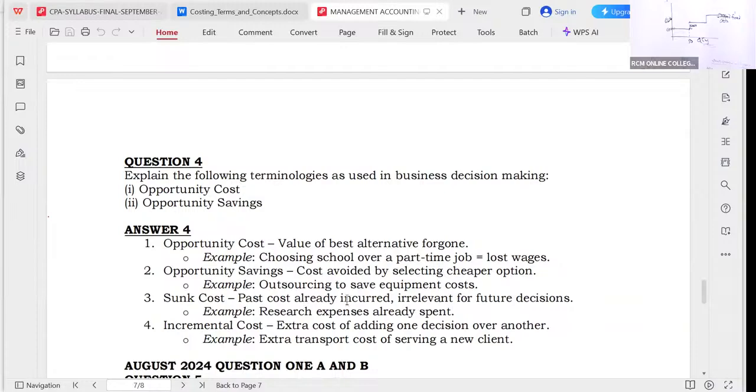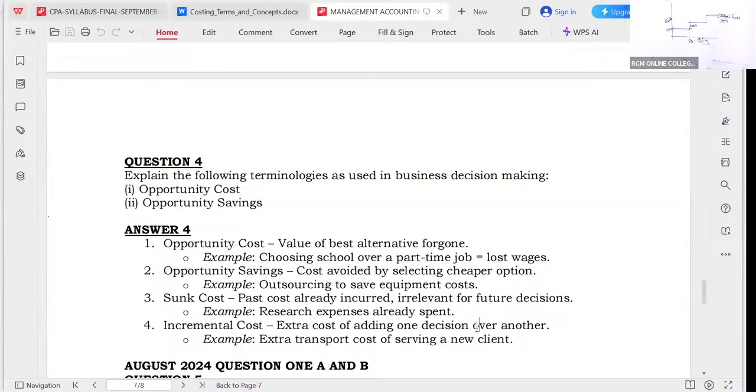Sunk costs. These are past costs already incurred, irrelevant for future decisions. Yeah, examples you'll be looking at, such expenses already spent. Then we have an incremental cost, extra cost of adding one decision over another.